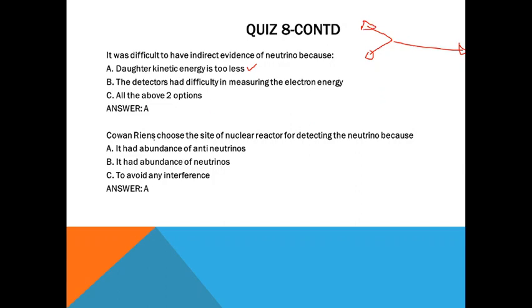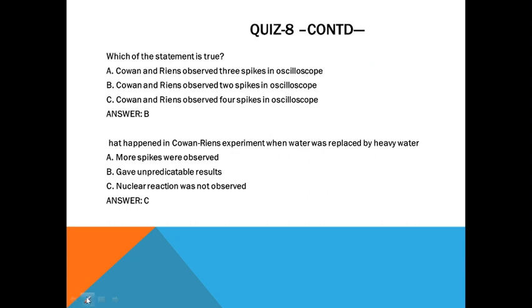The detector in the Cowan-Reines experiment was placed at the site of a nuclear reactor because it has an abundance of antineutrinos. Correct. Which of the statements is true here? Cowan and Reines observed three spikes? No, they observed two spikes. What happened in the Cowan-Reines experiment? Water was replaced, and the nuclear reaction was not observed. This is the correct answer.